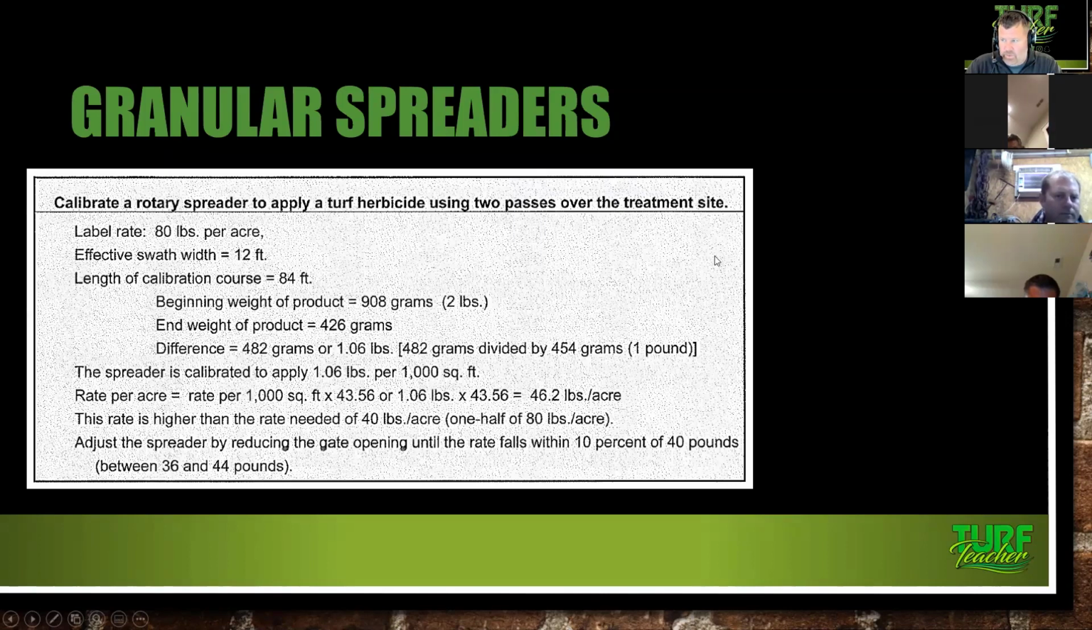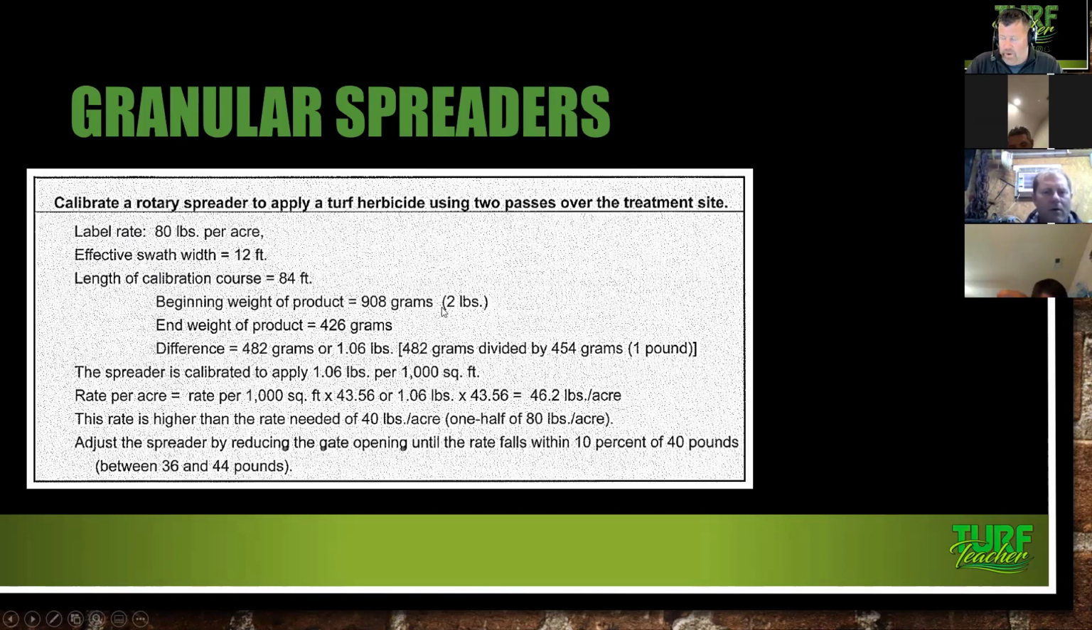And so to calibrate the rotary spreader, you're going to have a label rate of 80 pounds per acre. But remember, we're spreading it using 2 passes over the treatment site. So we got a label rate of 80 pounds per acre. The effective swath width is 12 feet. So we know our calibration course is going to be 84 feet.